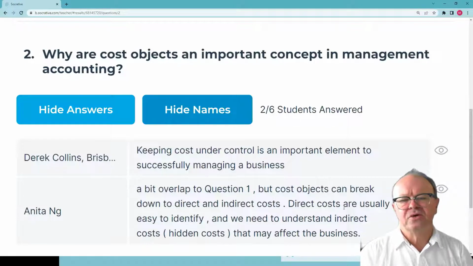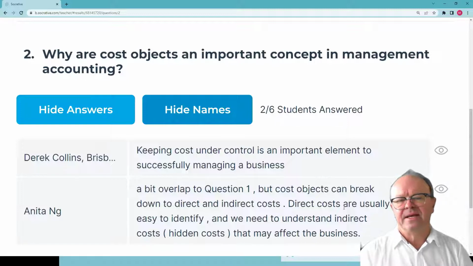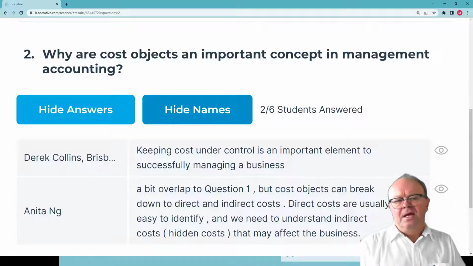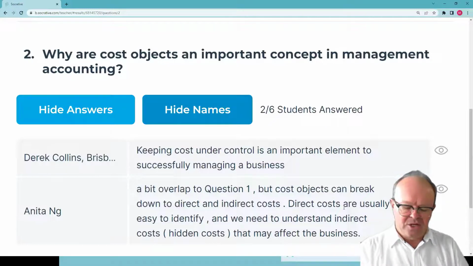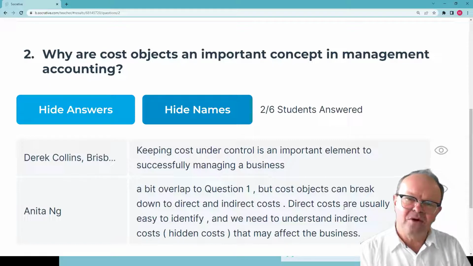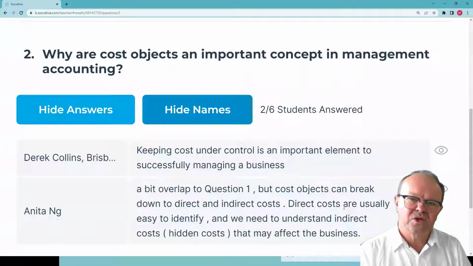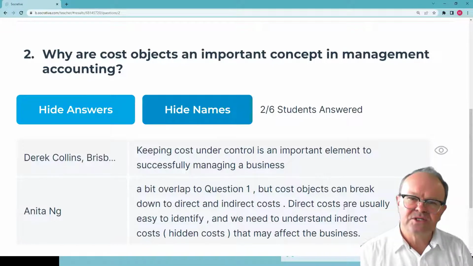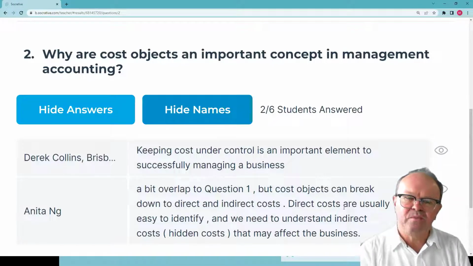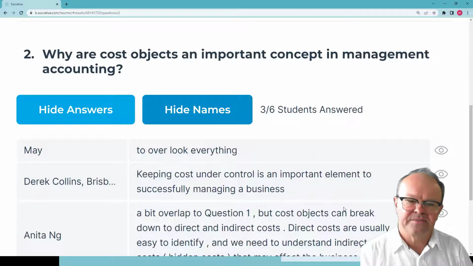Keeping costs under control is an important element to successfully manage a business. It is. And if we don't do it, they'll tend to get out of control. And cost objects is how we keep costs under control. Cost objects are any aspect of business we want to know the costs of. So say it's a product. We want to know the cost of that product. So we make it a cost object and we attach cost to it in various ways.